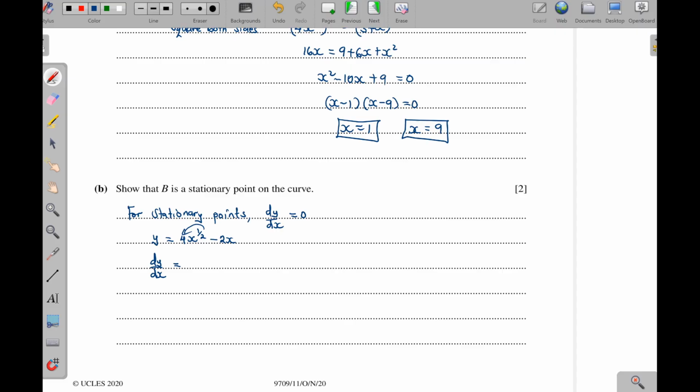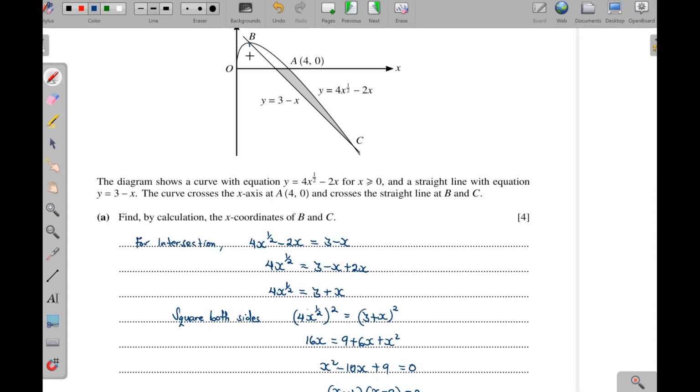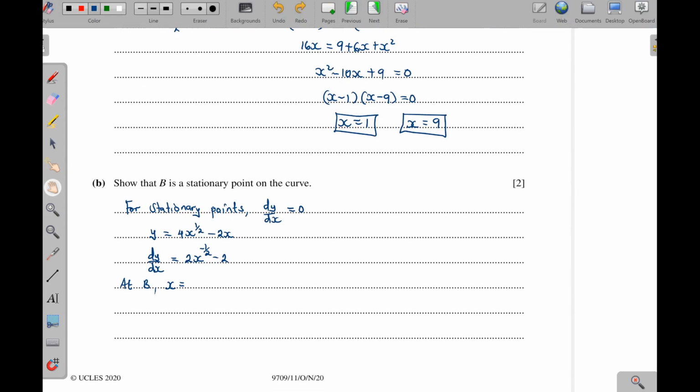So bring this one down here. A half of 4, that one will give us a 2, and then reduce this power by 1, you'll get negative a half, then minus 2 here. Now the x coordinate of B, at B, x is equal to what? If we check the diagram here, the x coordinate of B is the smaller one, amongst these two, it has to be this one here, not so? So then we shall say at B, x is equal to 1.